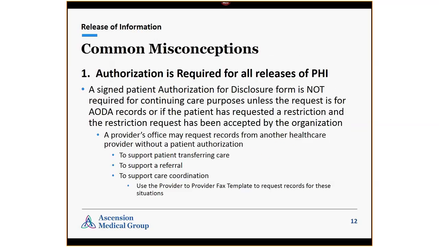Now let's talk about a couple of common misconceptions. A signed authorization is not required for continuing care purposes unless the patient has requested a restriction and the request has been accepted by the organization. A clinician's office may request records from another healthcare facility or provider without a patient authorization. HIPAA allows sharing between providers for the purpose of treatment, for continuity of care.